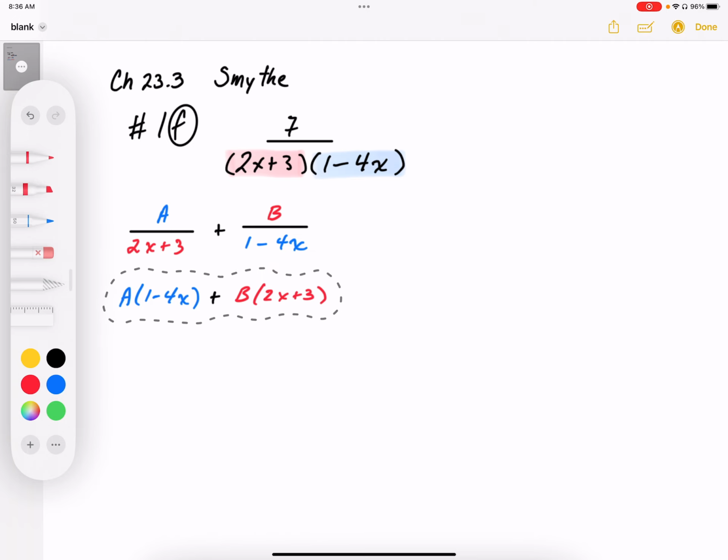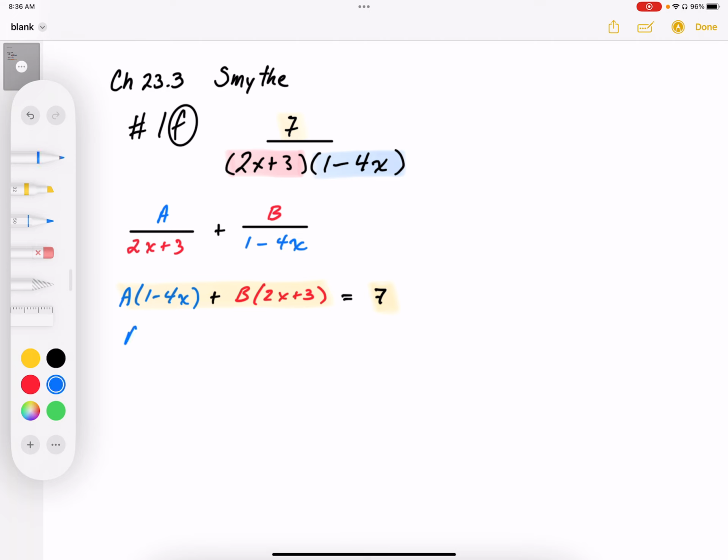So this all represents my numerator. Okay, so that all represents that numerator. So that should be equal to the 7 that I started with. Okay, so then I could solve this using its partial fractions. And the way I do this is I'm going to equate the coefficients.